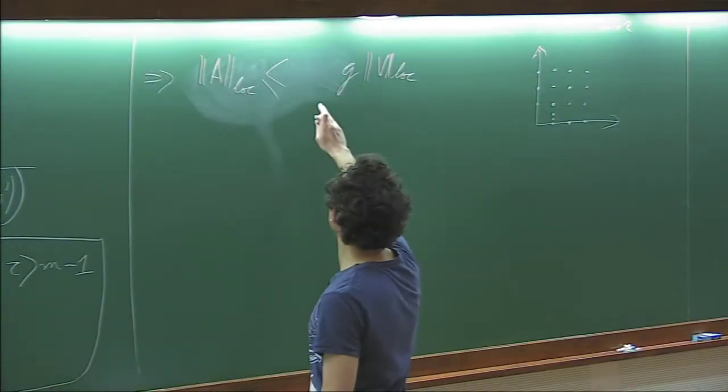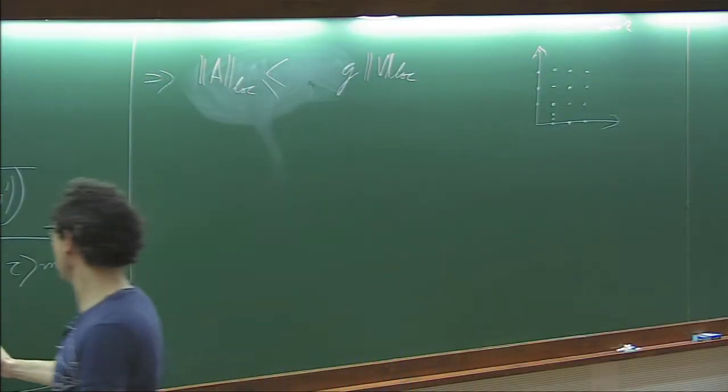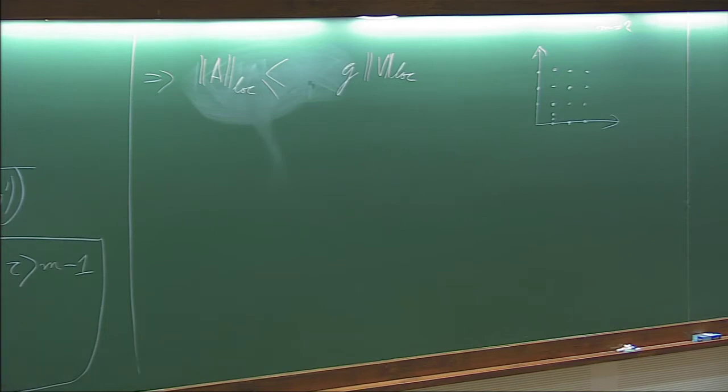Okay, so now what do I pay here? I pay here that, right? And what is the norm of this vector n? Well, let's look at it, right? The norm of the vector n is how big I can make these differences.